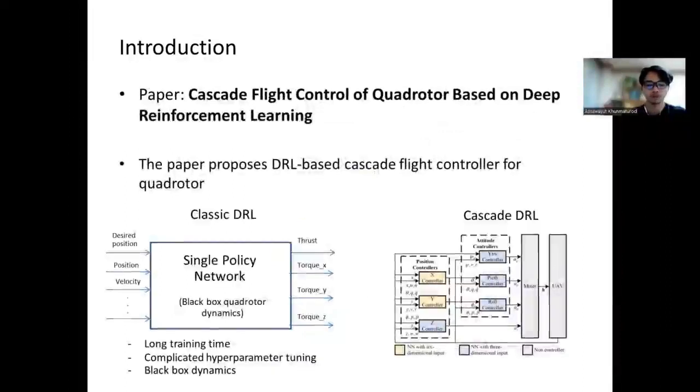And to solve these issues, they propose cascade deep reinforcement learning, where the dynamics of the drone are divided into 6 subsystems, and these 6 subsystems are individually trained and connected to each other instead of training the whole single system.